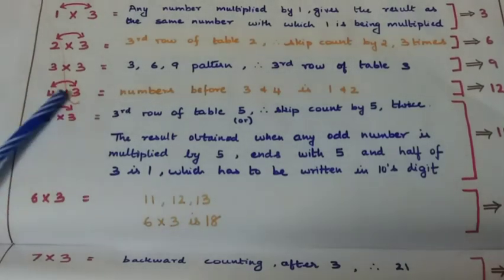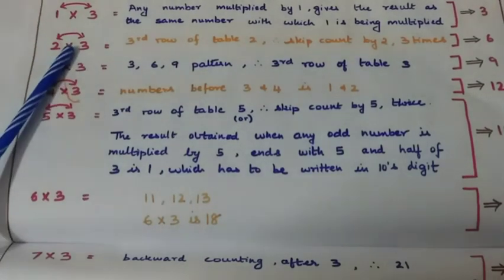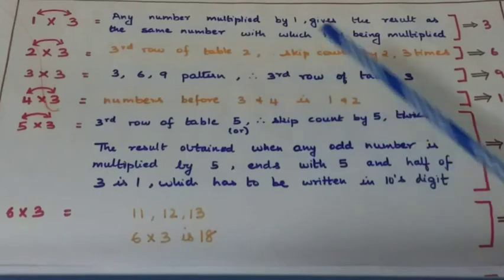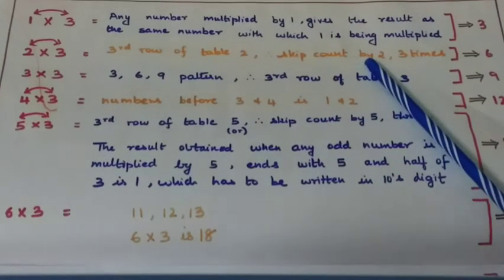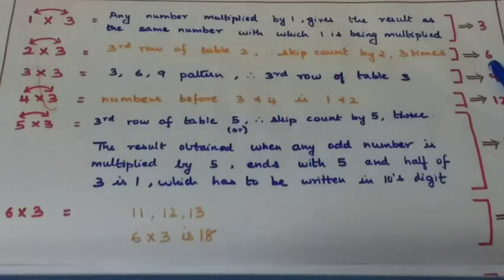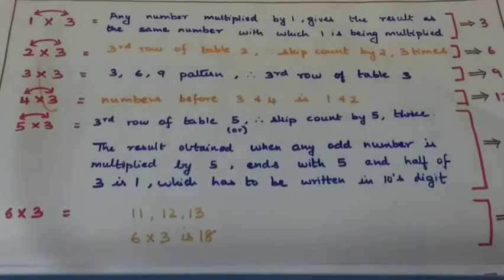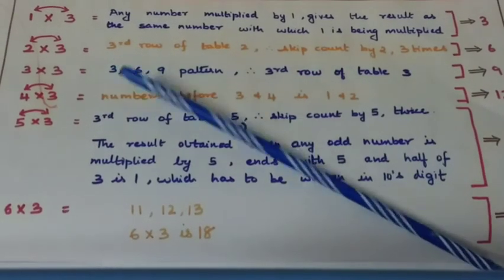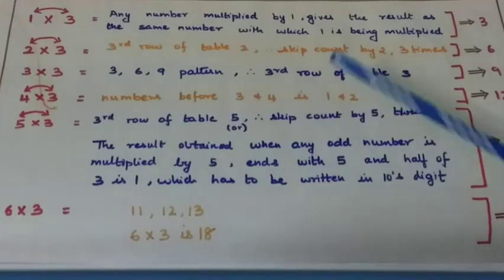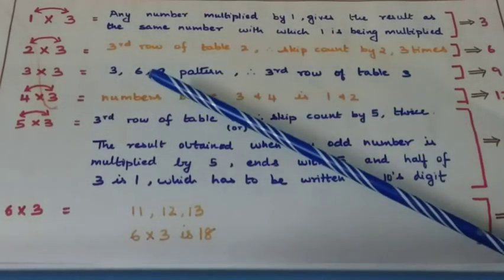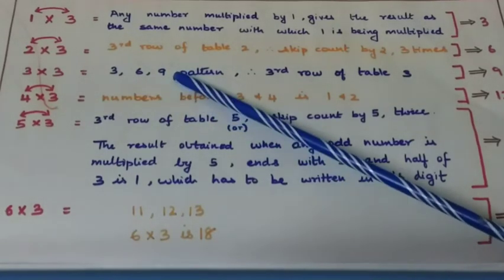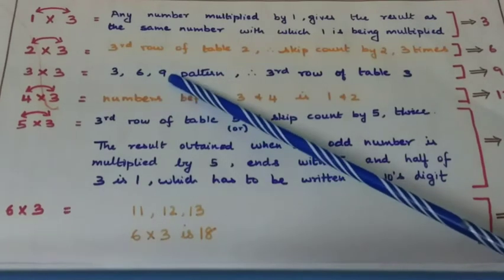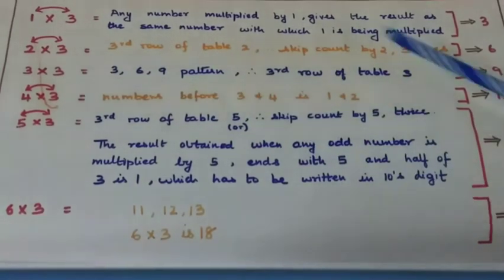Now let's take the next row, which is 2 into 3, which is the same as 3 into 2. It is the third row of table 2. So you need to skip count by 2 thrice. So 2, 4 and 6. So 6 is going to be the answer. If you take the next row, which is 3 into 3, we know the pattern of table 3, which is 3, 6 and 9, which I explained just a few minutes back. I have already told you that the child needs to be familiar with this 369 pattern. So the third number is 9. So the third row of table 3 is going to be 9.